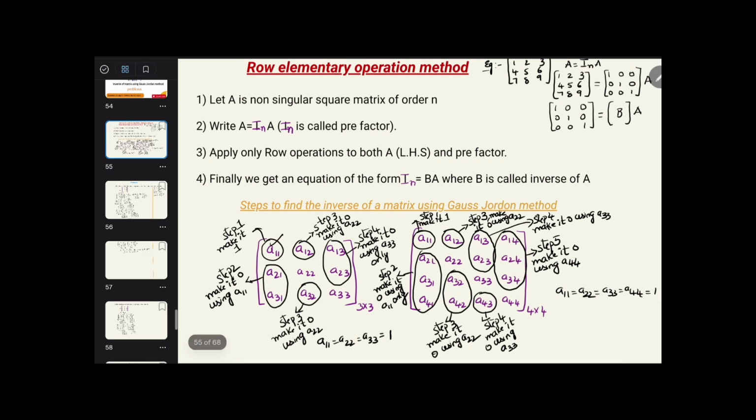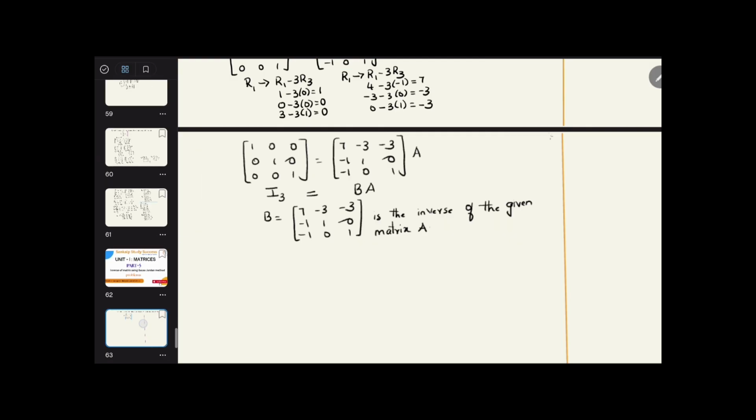Now, what is the general form of the Gauss-Jordan method? It is A equals In into A, where In is called the identity matrix of order n, or it is also called the prefactor. And in this Gauss-Jordan method, we should apply only row operations to both the left-hand side and the right-hand side. So after applying the row operations, the matrix will be reduced to this form: In equals B into A, where B is called the inverse of the matrix A. That is, B is the final answer. Is that clear, students? Now we shall get back to the problem.